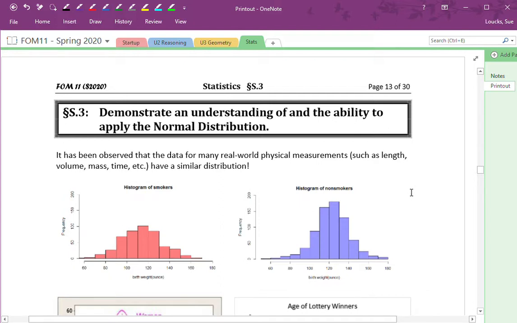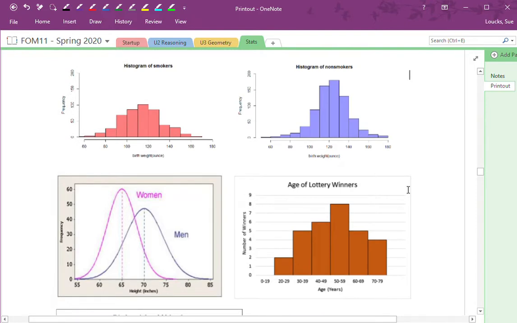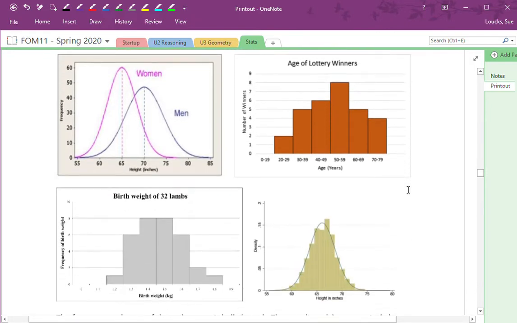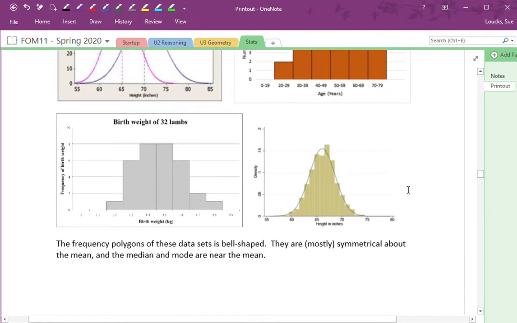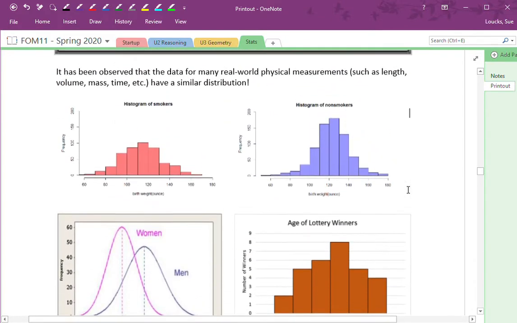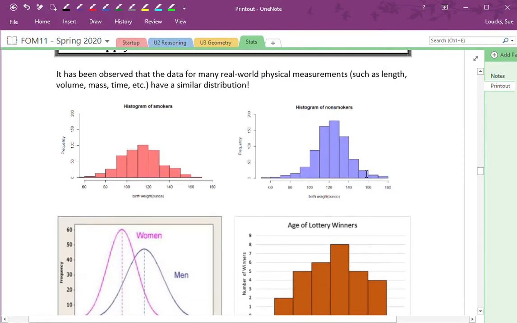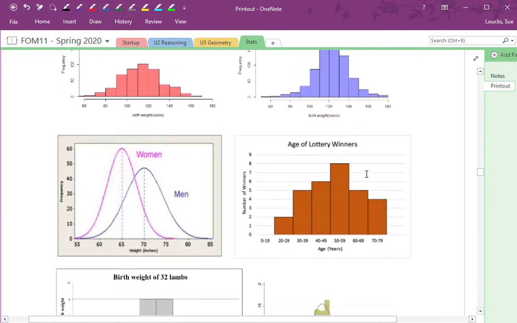All right, do you notice anything about all of these histograms and frequency polygons that we have here? Notice that they're all kind of the same shape. They're all what we call a bell shape. They're highest in the middle and they tail off towards the low end and the high end, and they're mostly symmetrical.